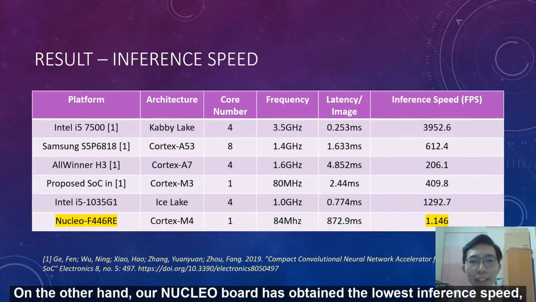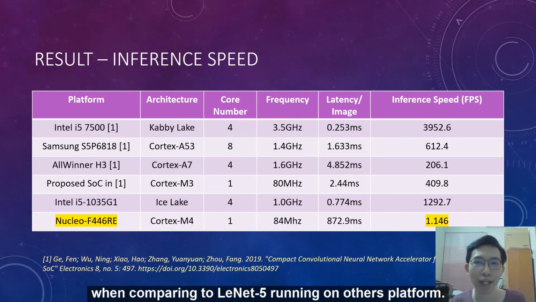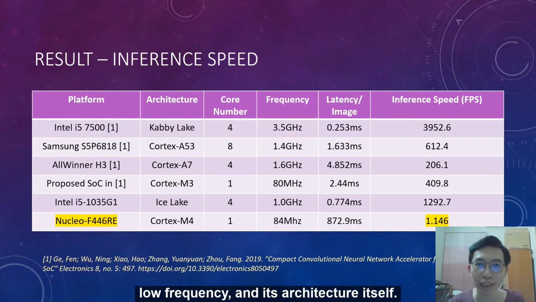On the other hand, our Nucleo board has obtained the lowest inference speed, which is 1.1 frames per second, when compared to the LeNet model running on other platforms. This may be due to its low core number, low frequency, and its architecture itself.